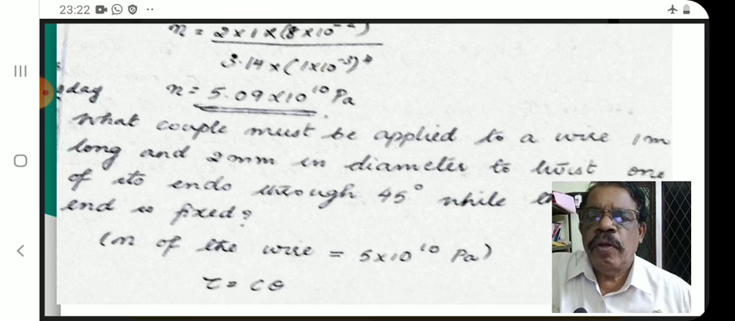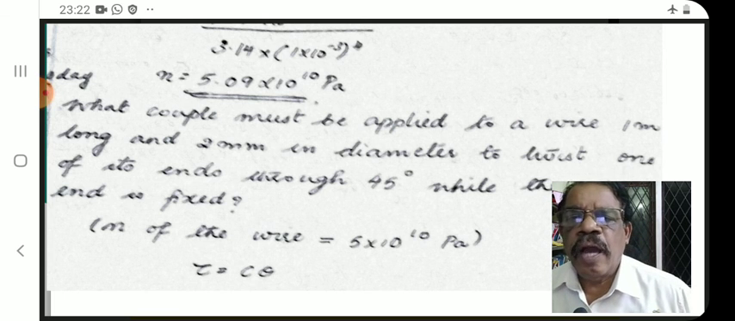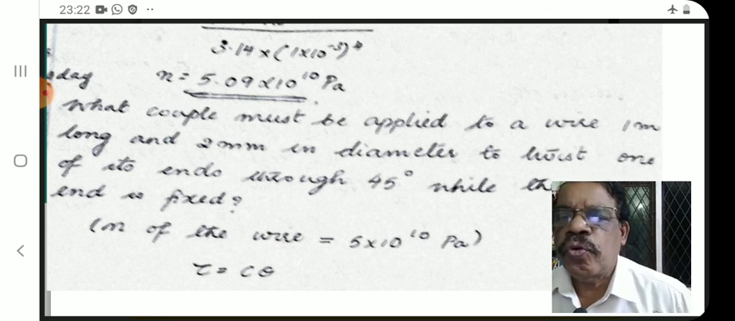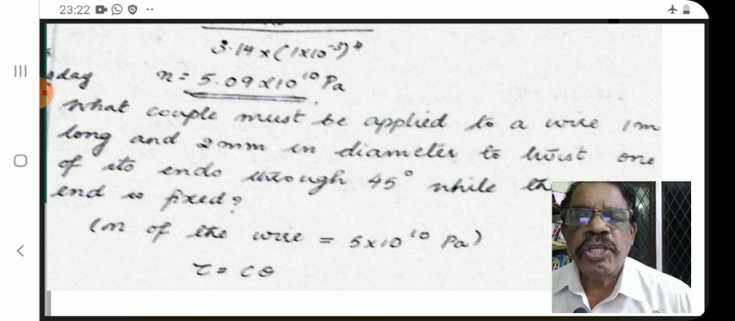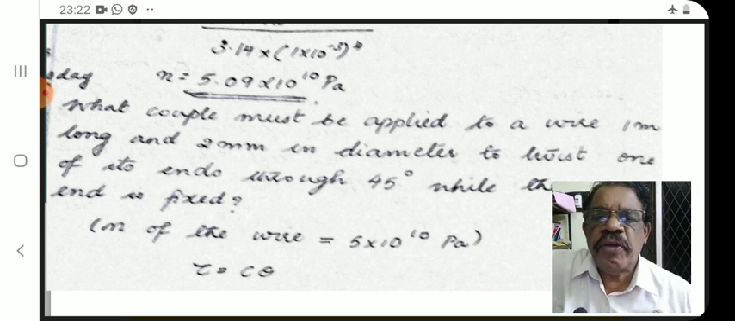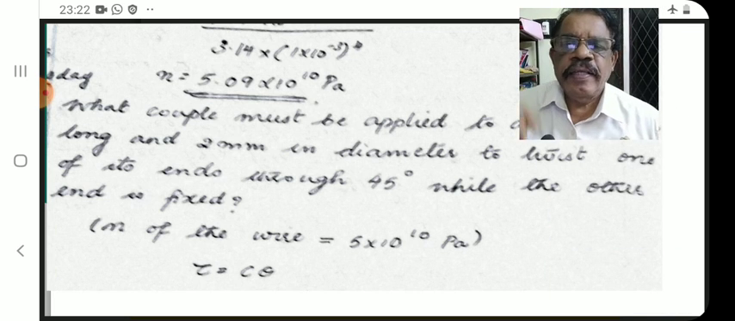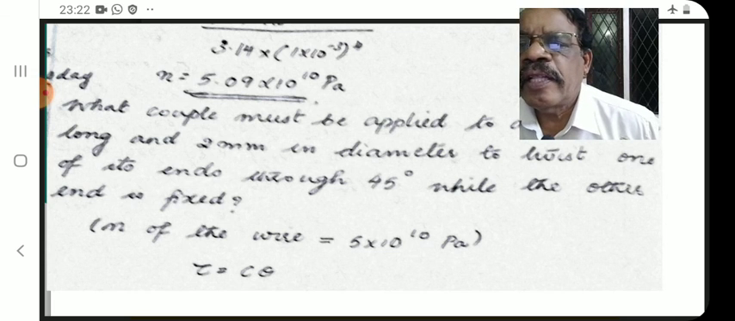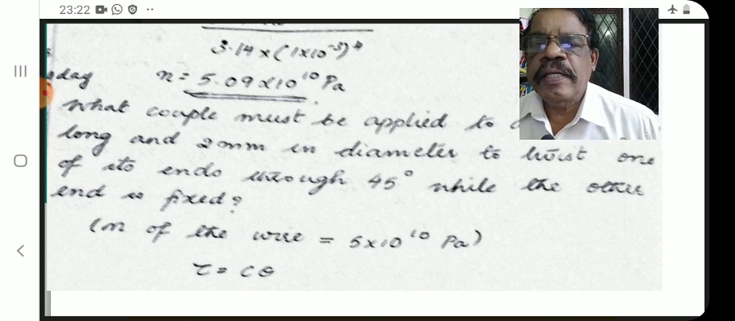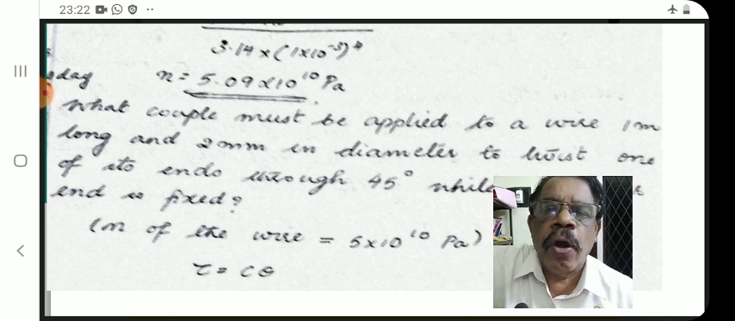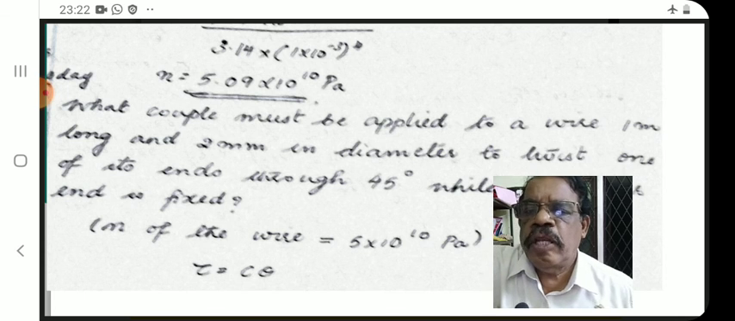Next problem. What couple must be applied to a wire 1 meter long and 2 millimeter in diameter to twist one of its ends through 45 degree while the other end is fixed? The wire has to be twisted by 45 degree. Length is 1 meter long, diameter is 2 millimeter.